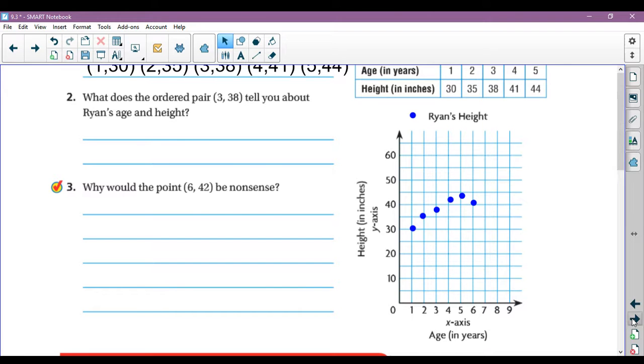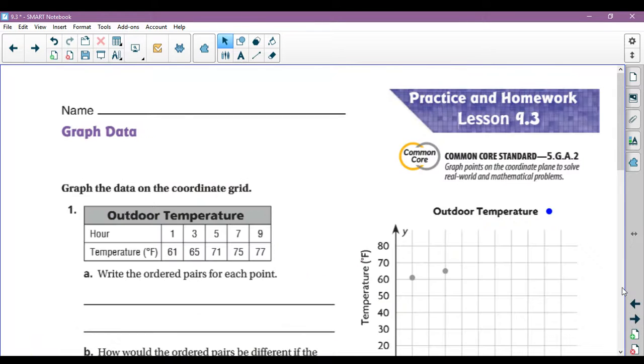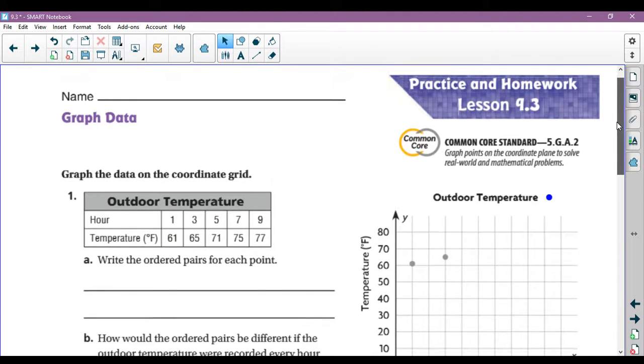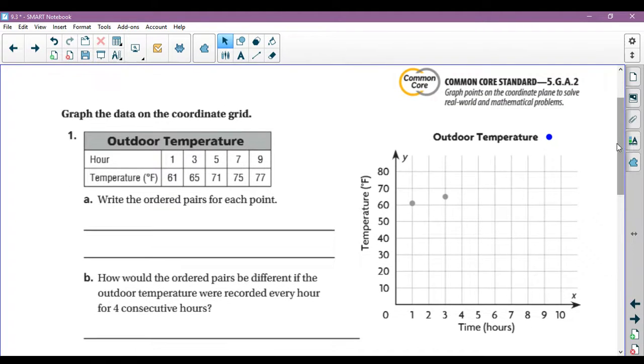So what I want to do is skip ahead now to the homework part of this graphing data. There are 2 more graphs on here that I thought we could work on together. I'm sure you could probably at this point do this on your own, but I'm going to show you another one, because once again, we need to create ordered pairs for the data and then put them on our graph. So why don't we go ahead and do that?